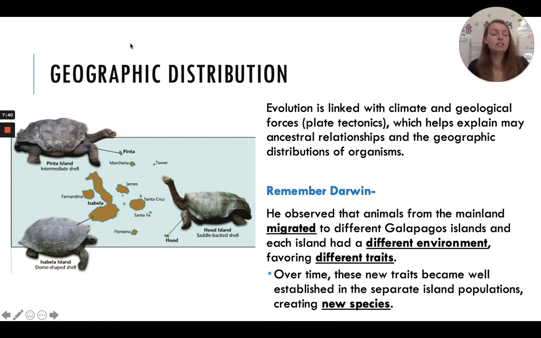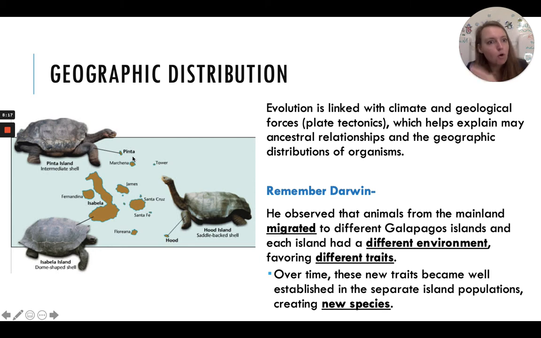All right, so now let's move on to the next line of evidence for evolution, and that is geographic distribution. So this is the physical locations of species. We know that evolution is linked with climate and geological forces, so plate tectonics affects where these species are. These two things help explain many ancestral relationships and the geographic distribution, so where organisms are.